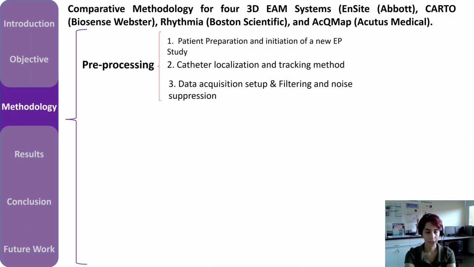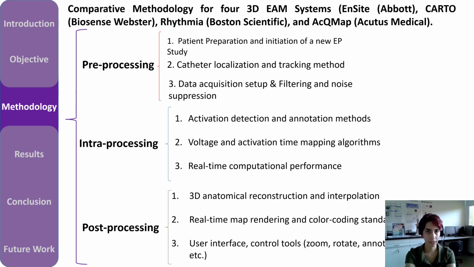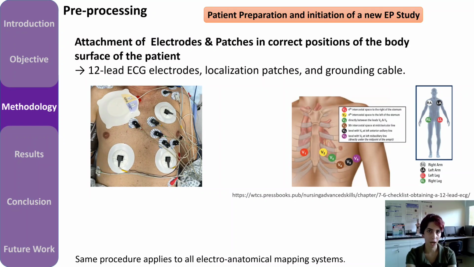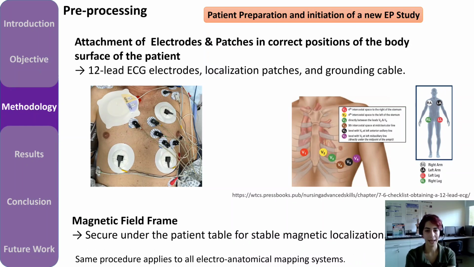About methodology, I divided it into 3 different sections: pre-processing, during the process, and post-processing of these 4 systems. About pre-processing, it is the same for all of the 3D electroanatomical mapping systems; they use the same procedure, and only the location of the patches might be different for each system. Here, as we can see, all of the electrodes for ECG and the patches are located on the body surface of the patient. If the system has magnetic-based technology, we should also put the magnetic field frame under the table of the patient, which should be in the correct position as well.